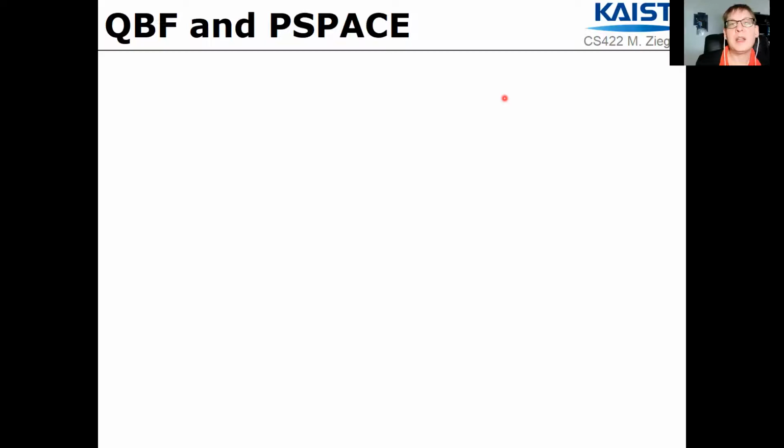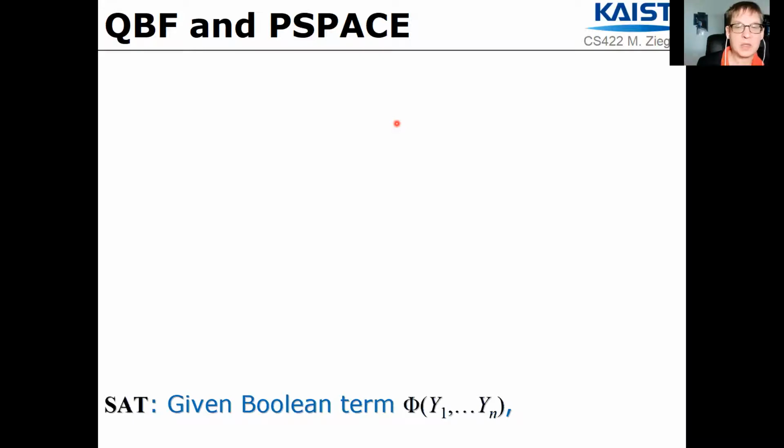So that's our plan, and let's start with this new decision problem, QBF, which is short for quantified Boolean formula or quantified Boolean expression. As you recall, Boolean satisfiability is kind of an existential Boolean formula problem, namely the question whether there exists an assignment that makes a Boolean expression true. And here we generalize that. We not only allow the existential quantifier, but also universal quantifiers and combinations of both.